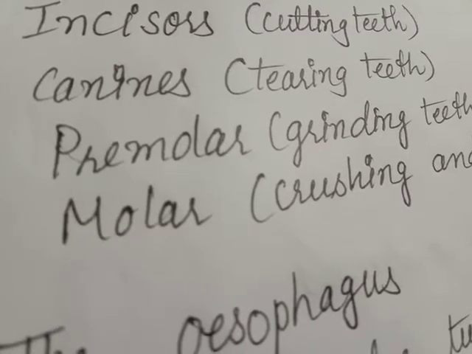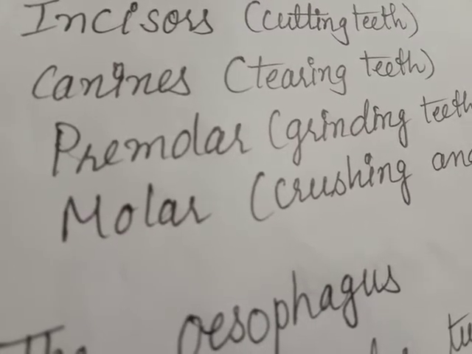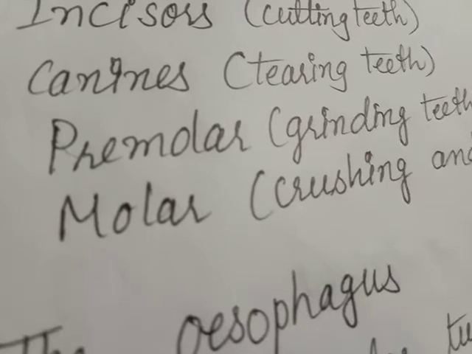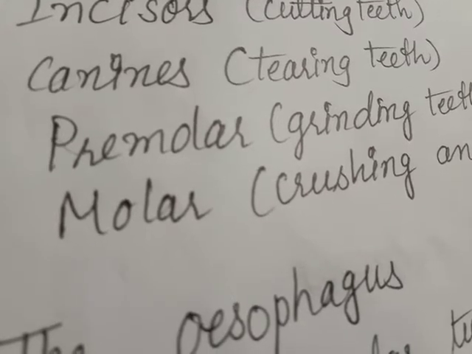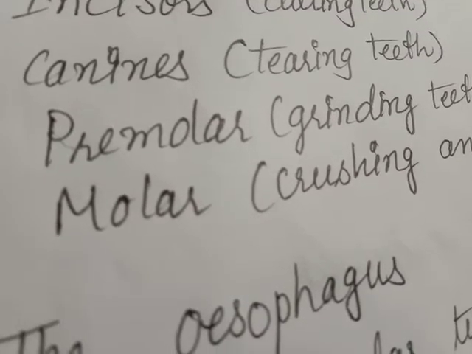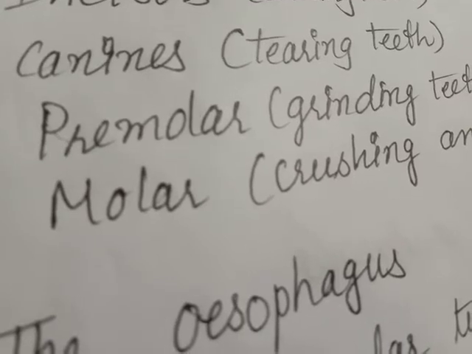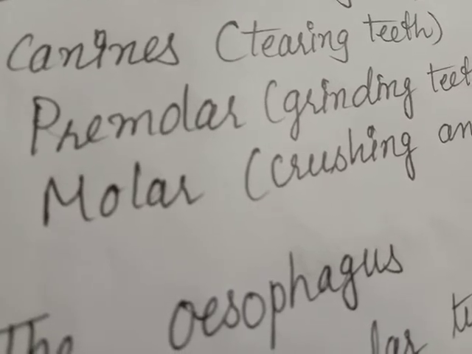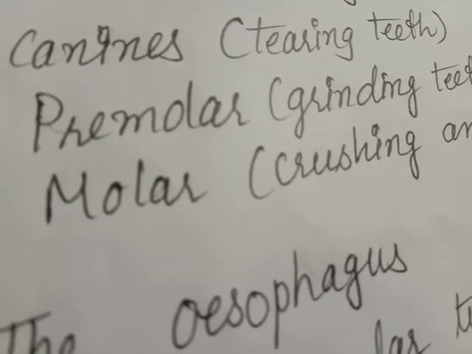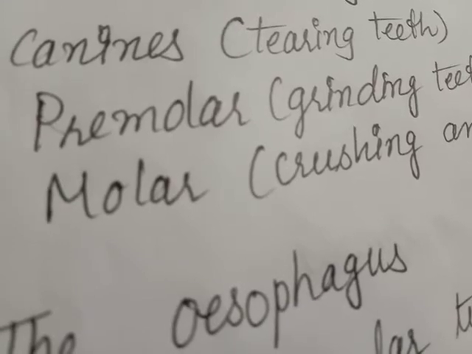Premolars are known as grinding teeth. These are broad and flat teeth. They grind food and convert it into fine pieces. There are 2 premolars next to each canine.